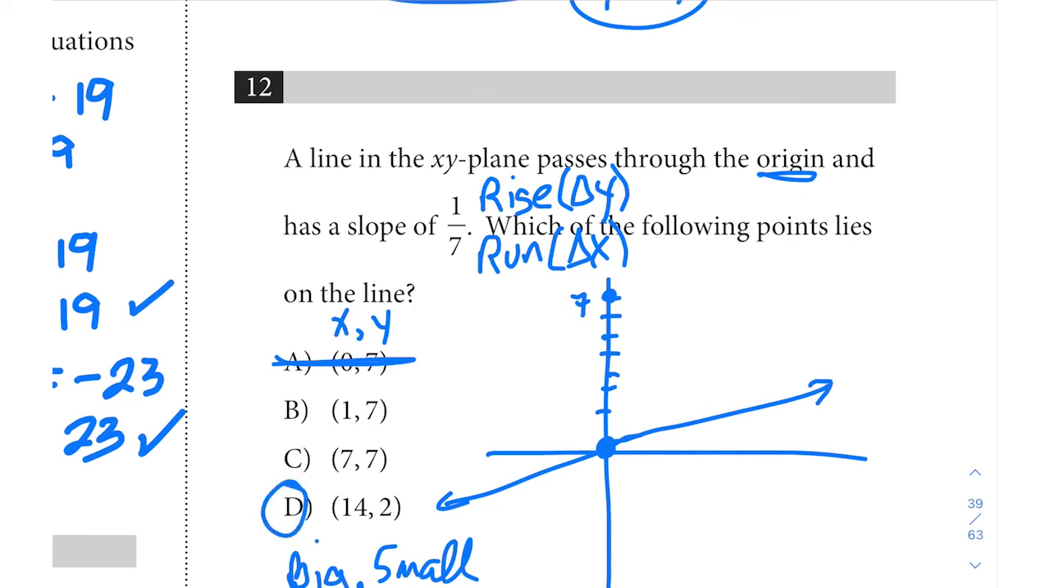And what we see here is answer choice D seems to match that relationship. With this nice shallow line that we have here, basically what happens is if you go over 14 units, you only go up 2 units for that shallow line, and that gives us that same ratio and that same relationship of a slope of 1/7, 1 for our rise for every 7 for our run, for the change in x.